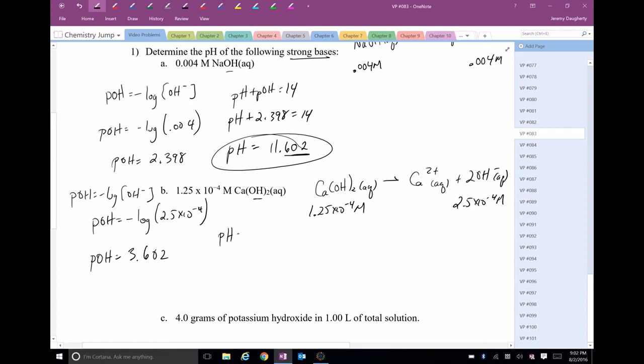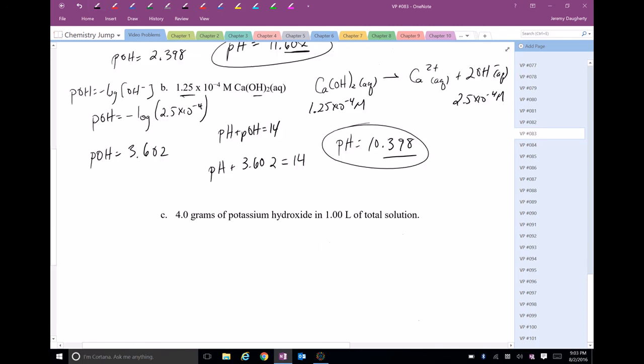I'm going to do the same thing with the pH and pOH, set the sum of them equal to 14. So pH plus 3.602 is equal to 14. Subtract 3.602 from both sides, and I get a value for my pH of 10.398. And again, that's 3 sig figs. Looks like I should have 3 sig figs there. So there's my pH.